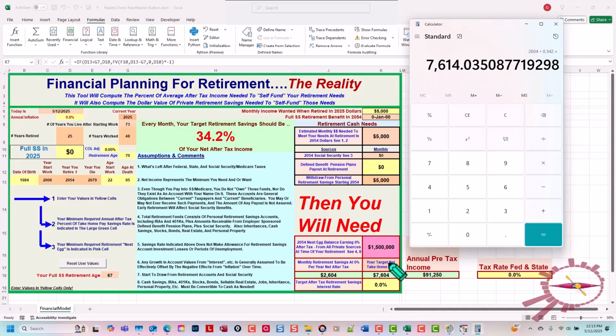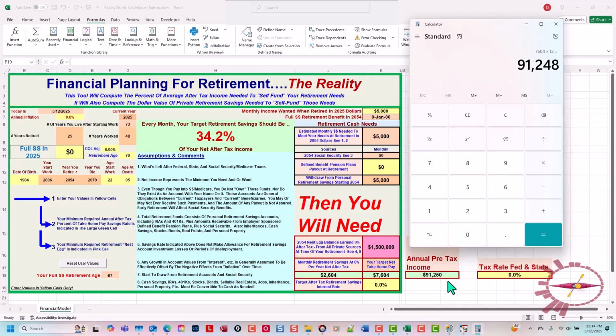Now, if we need to make $7,604 per month, we can easily figure out how much we need to make on an annual basis. We'll go back to our calculator and we'll go 7,604 times 12 for 12 months a year. And we come up with $91,248, only $2 different than what's predicted in the spreadsheet.